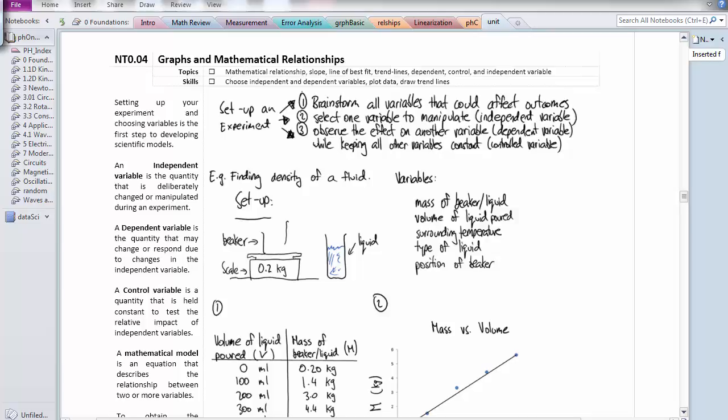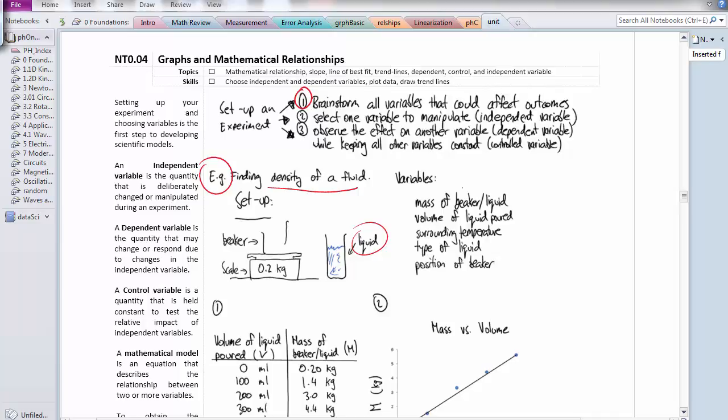So the first big one is to brainstorm all variables that could affect outcomes. I'll go through this with an example here. Let's say we have a setup, and the goal is to find the density of a fluid. So we have a scale, we have a beaker, and we have some liquid. So what could affect the outcomes of this experiment?